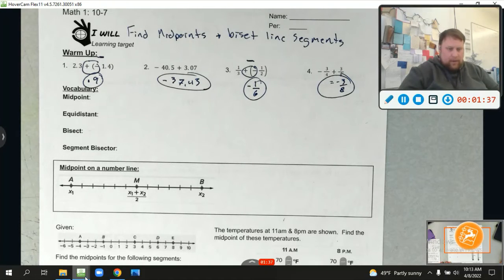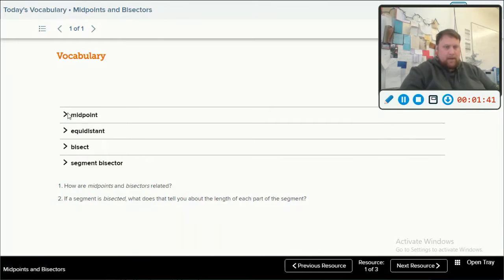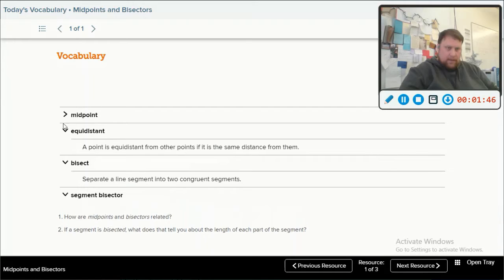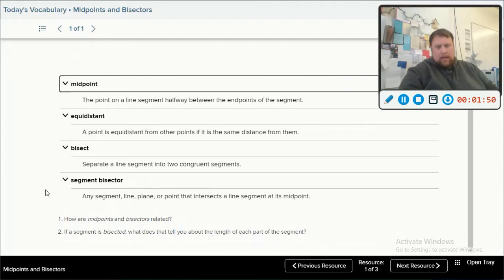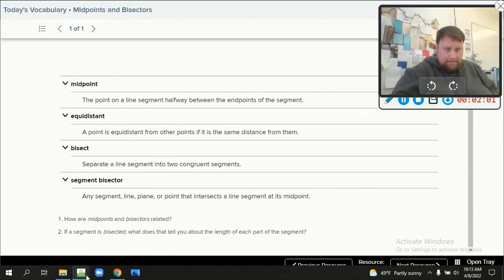So let's roll with this. We are going to go look at the vocabulary for today. And you guys have a few here: segment, bisector, bisect, equidistant, and midpoint. Go ahead. I'm going to assume you're going to pause this, write it down, because I'm not holding it up on the screen for long. All right. We're going to call that the thing.